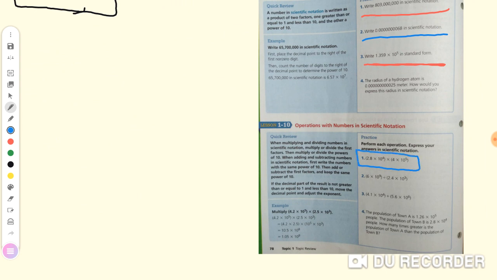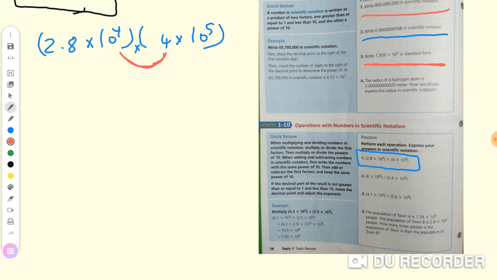First example is 2.8 multiply 10 to the power 4, multiply with 4 multiply 10 to the power 5. Actually, we will use the commutative property of multiplication. I can exchange this number by this number, so I can write it another way: 2.8 multiply 4, multiply 10 to the power 4, multiply 10 to the power 5.